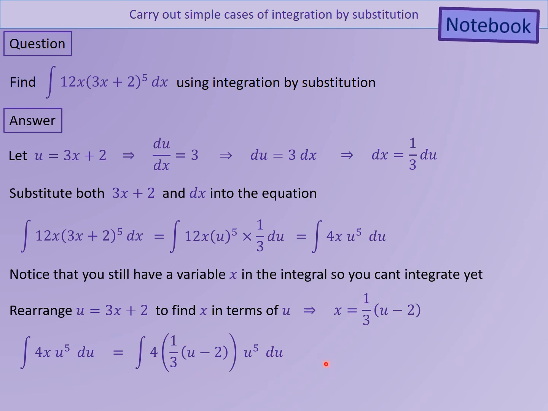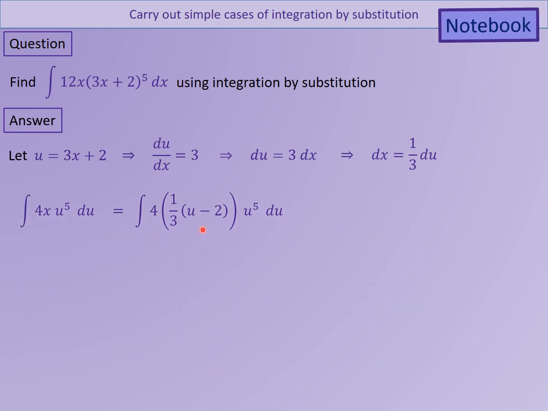But there is a major difference. Just neaten it up slightly, maybe pulling the 4/3 out. There we go, and look at the difference. This one has u to the 5, a single variable to the power 5, and u minus 2 as a linear function inside a bracket without any power, or power 1.